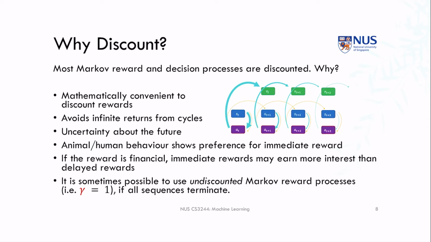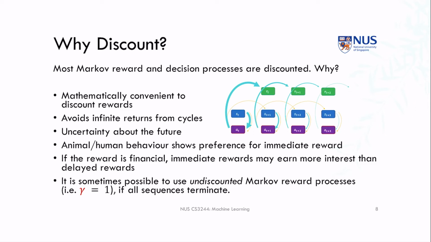It's also the case that it avoids infinite returns from cycles. So imagine if you have an MDP like the one that we saw earlier from our student MDP, where you might go in cycles. You might go clubbing and then come back and need to study again. Then you get too depressed and you go clubbing again. And so this type of cycle will incur an infinite number of rewards, especially if there's a positive value.